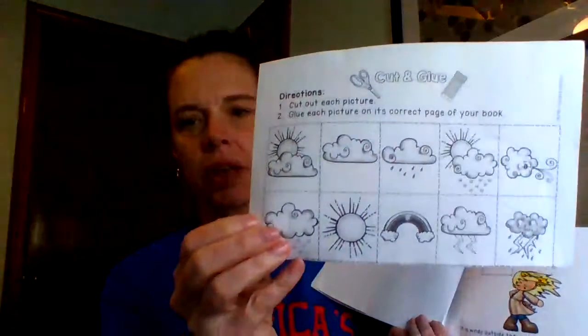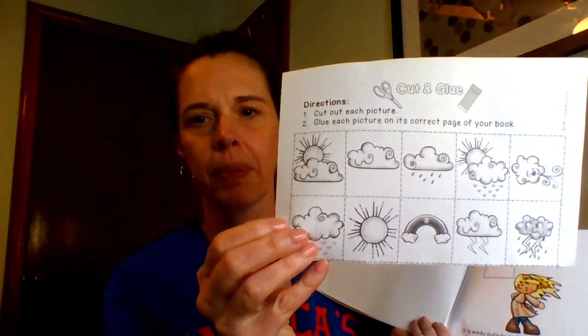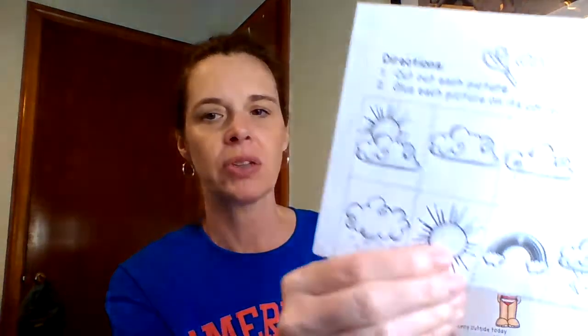It is windy outside today. So you'll want to go through and find the word that looks like windy. It's really very windy. It is sunny outside today. There's a great picture of the sun to cut and glue.